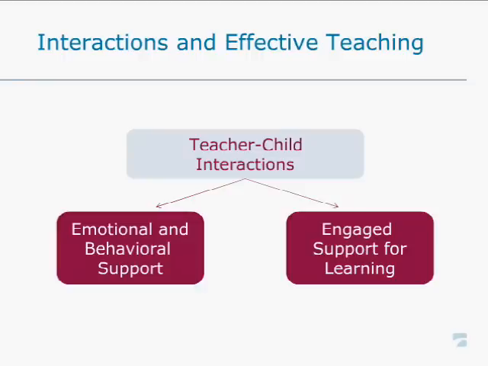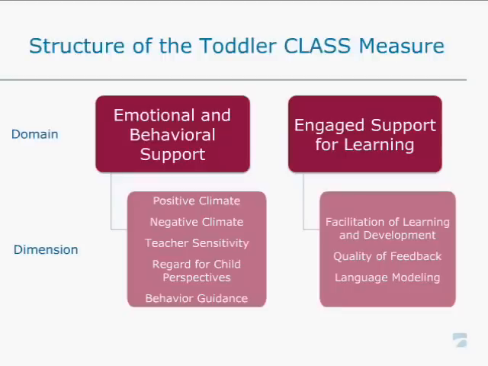And so this graphic provides an overview of the dimensions under those 2 domains. So positive climate, negative climate, teacher sensitivity, regard for child perspectives, and then behavior guidance is what merged into that first domain. And then the 3 dimensions under engaged support for learning. So quality of feedback and language modeling, similar words for those of you who are familiar with pre-K, and then facilitation of learning and development really looks to me like a combination, when I think about it, of concept development and instructional learning formats.